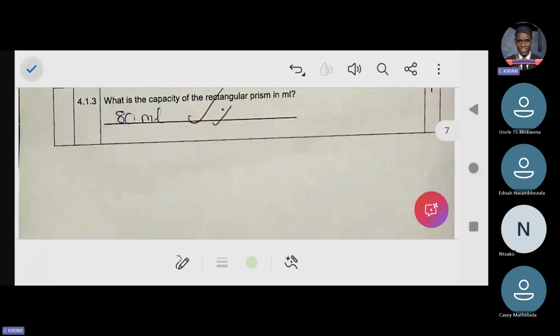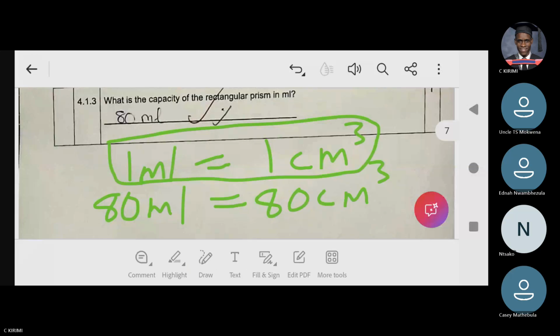You must also know the conversion of liters as well. 1000 milliliters is 1 liter.